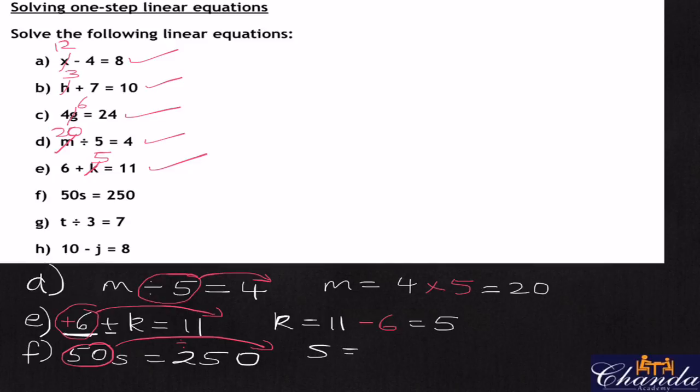So we have s is equal to 250 divided by 50. So 250 divided by 50 is simply 5. Now, if I was to replace that s with a 5 here, so once again, guys, that doesn't make it into a 505, but instead it makes it into 50 times 5, which is in fact 250.